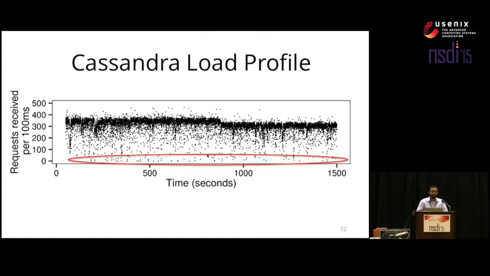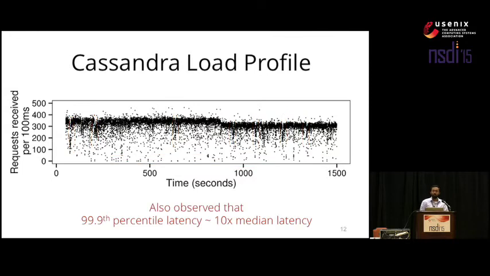Not only that, we see a lot of vertical bursts in the load profile, which suggested evidence of synchronized herd behaviors as well, all of which we were able to confirm upon closer observation and instrumentation of the dynamic snitching mechanism, details of which are in the paper. But very importantly, we also observe that the 99.9 percentile tail latency is as high as 10 times the median latency as well, which suggested that there is a tail latency problem as well.